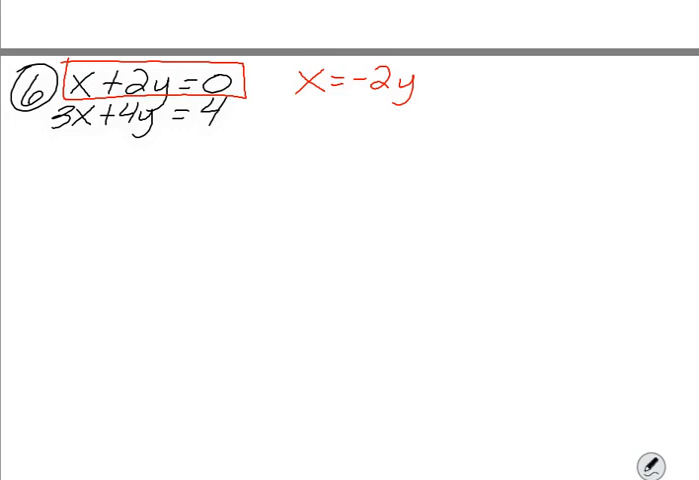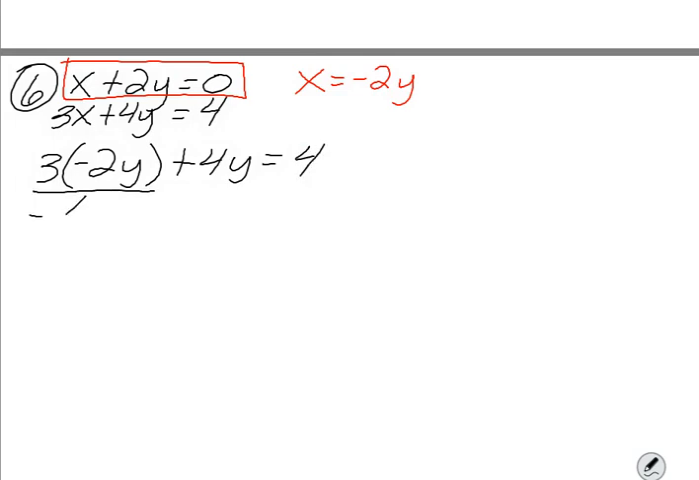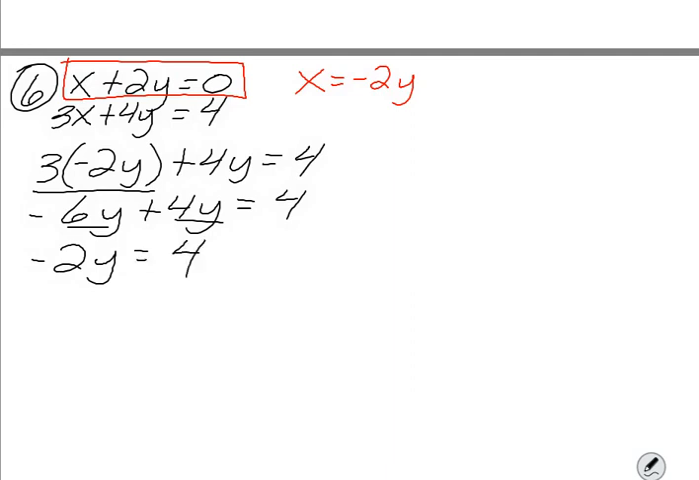So we're going to substitute the negative 2y in for x. So we have 3 times negative 2y plus the 4y equals 4. Multiply this out. Negative 6y plus 4y equals 4. Combine my like terms. Negative 2y equals 4, and then divide by the negative 2, and we get y equals negative 2.